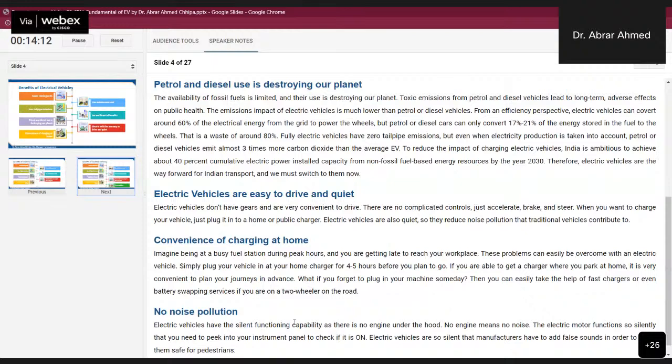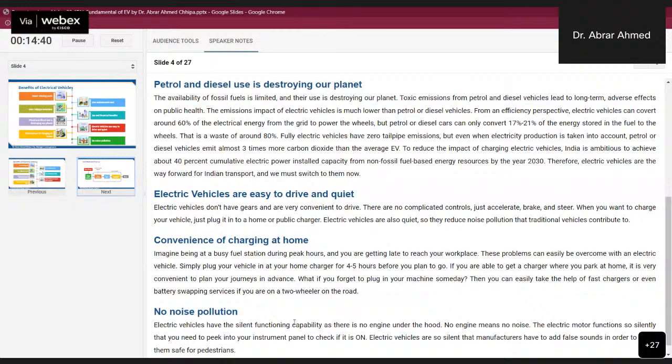And next, the final one is no noise pollution, as it uses electric motors. No engine means no noise. The electric motor functions so silently that you need to peek into your instrument panel to check whether it is on or off. And electric vehicles are so silent that manufacturers have to add false sound in order to make them safe for pedestrians.